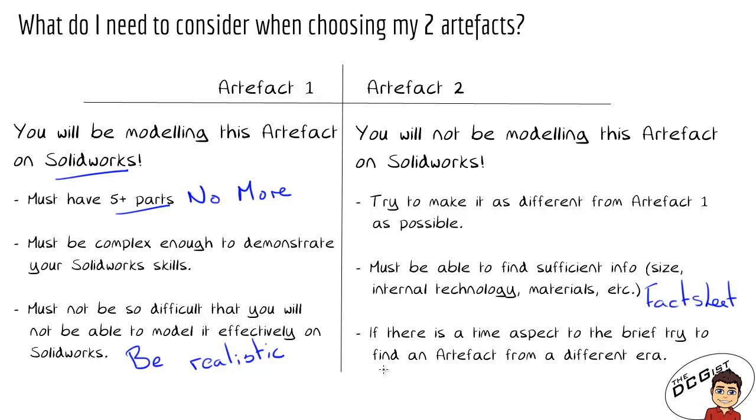Then just bear in mind that if there's a time aspect to the brief, try to find an artifact from a different era. So in the 2018 one for mice, it does mention the time. So look for a mouse that's from a different era in time. So for example, if your first artifact was designed in the 90s, maybe try to find a mouse that was designed in the 90s or in the 80s for your comparison piece for your artifact 2.